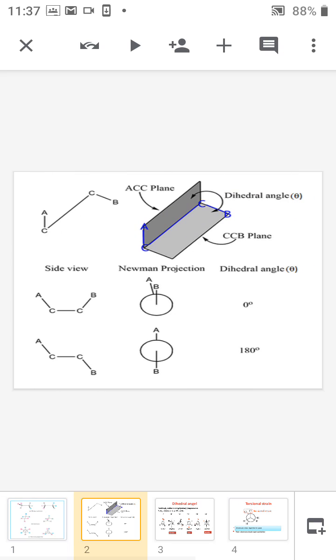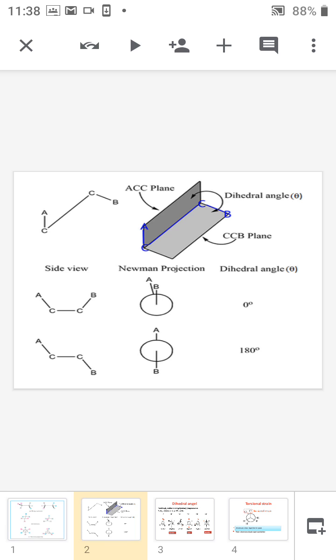Now we are moving into another title, that is the dihedral angle. I have represented one molecule as ACCB. Here we can see the three sigma bonds. One is the AC bond, the other is the CC sigma bond, and the other one is the CB sigma bond. If you represent these three sigma bonds in a plane, we can see two different planes here.